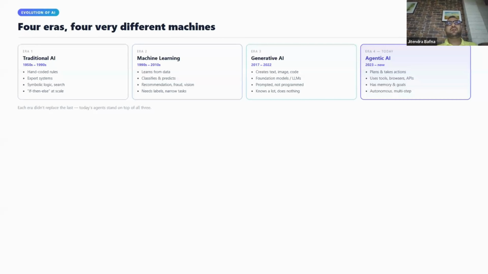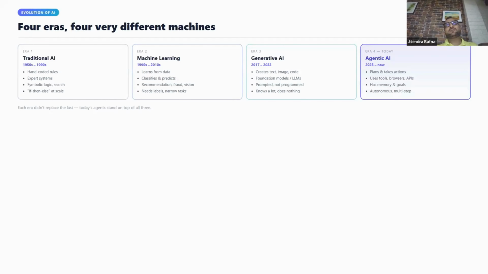We have a labeled output, basically. Traditional AI cannot think and cannot get trained automatically. It is completely dependent on if and else. If this, then that. If X, the output is Y. If P, the output is Q. Like that. Then in the 1990s, machine learning and artificial intelligence came.